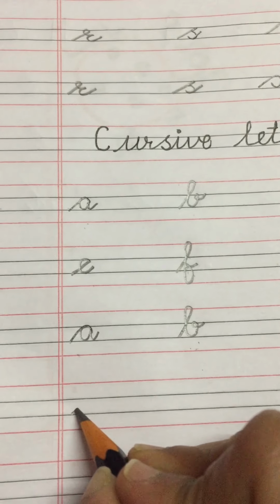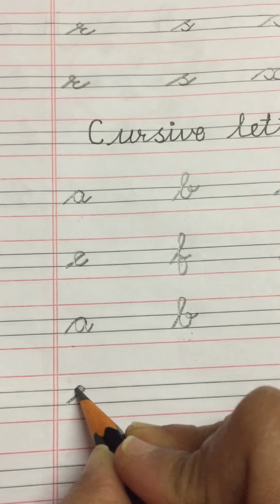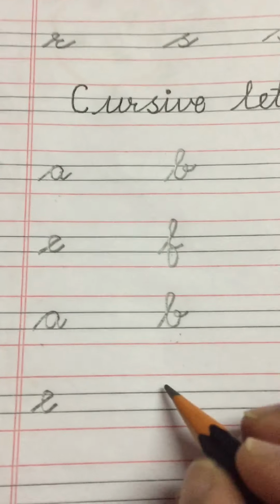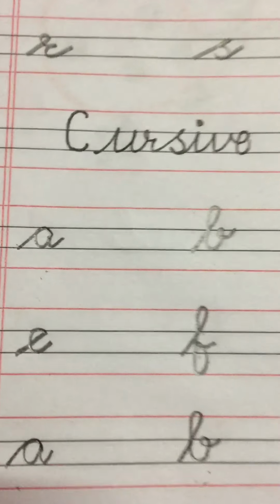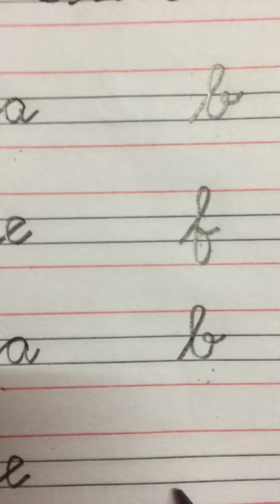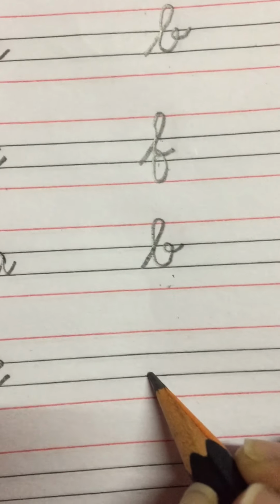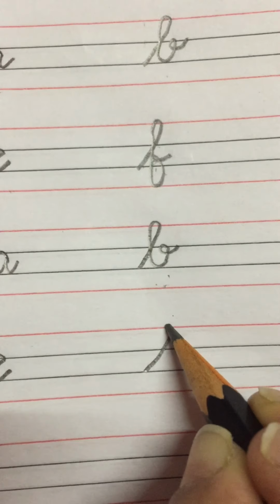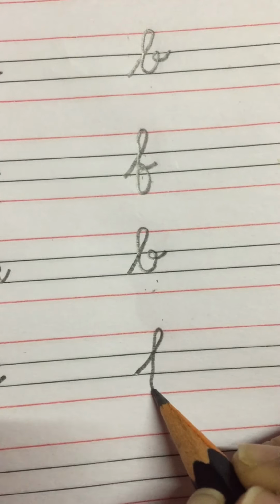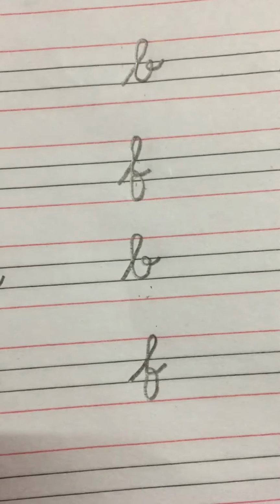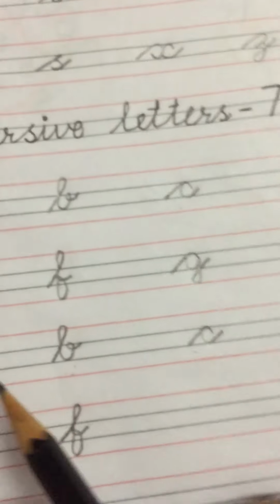Now we will make letter E. Start from here, slant line, cross it over here and like this, okay? Now F. Be careful while making letter F, okay? Start from the third line, go up, touch the red line, down, touch the red line, come in between, make a loop. Now what will come?